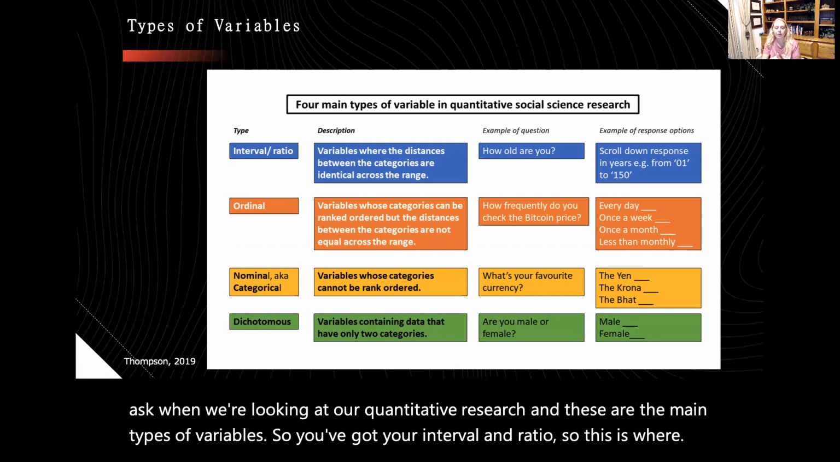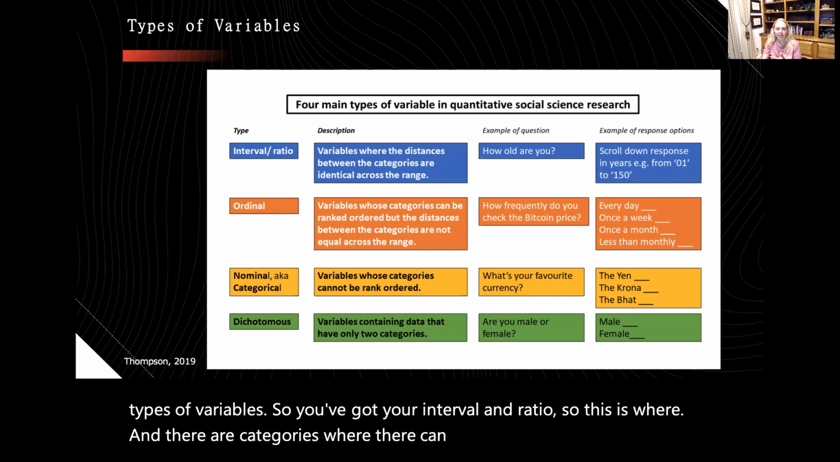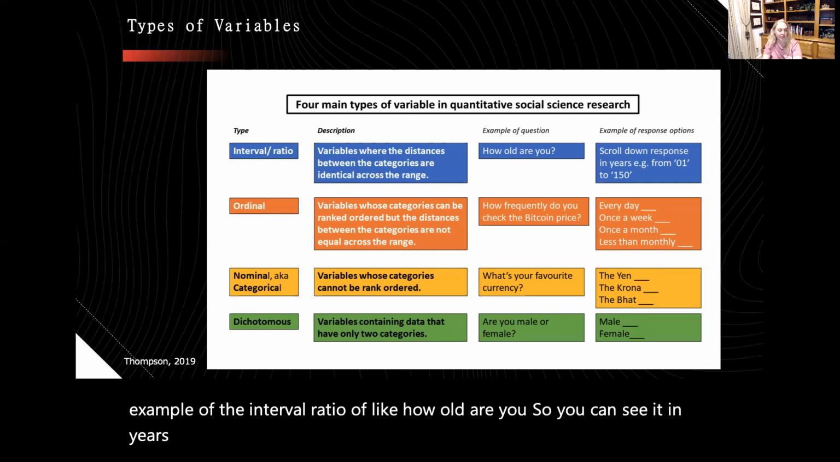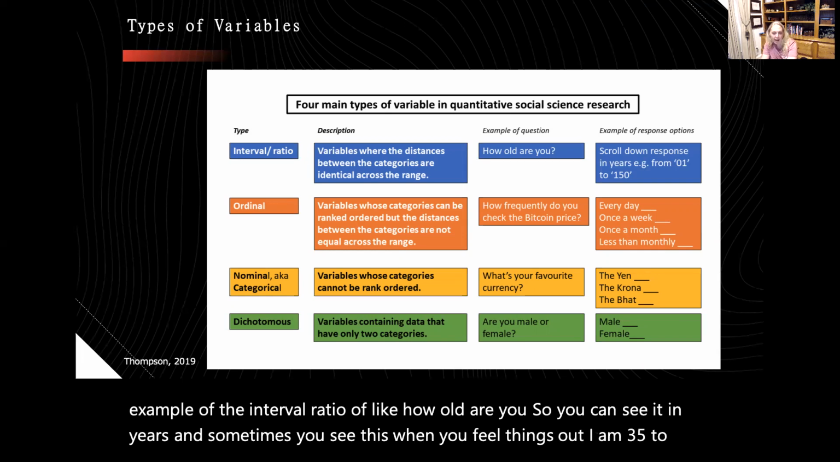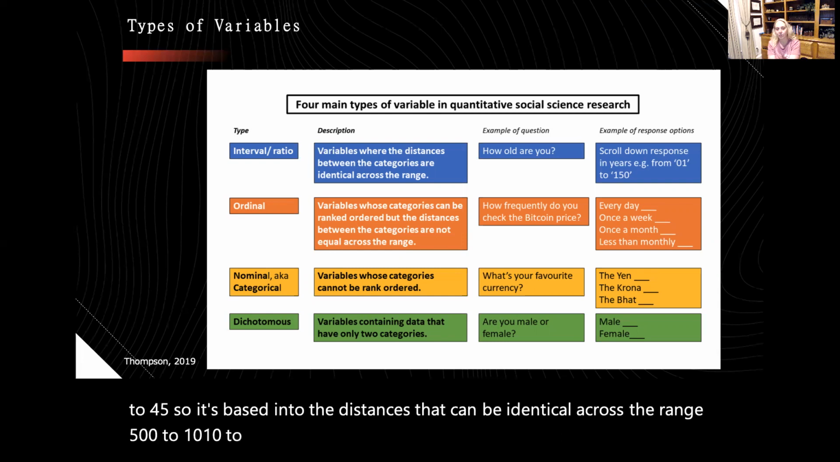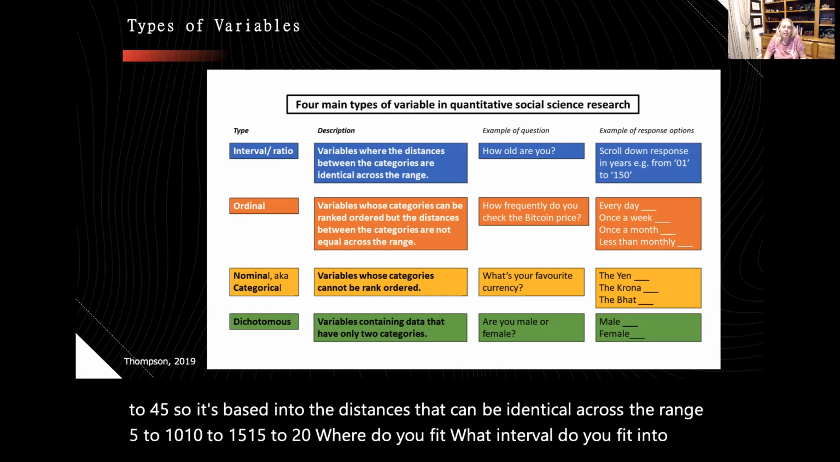there are categories where there can be distances. So an example of the interval or ratio is how old are you? So you can see it in years, and sometimes you see this when you fill things out. I am 35 to 40, 40 to 45. So spaced into distances that can be identical across the range, 5 to 10, 10 to 15, 15 to 20. What interval do you fit into, and how old are you?